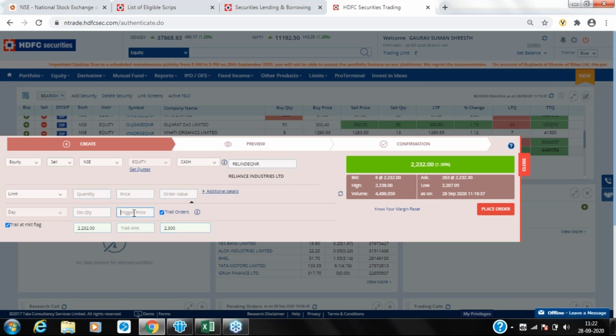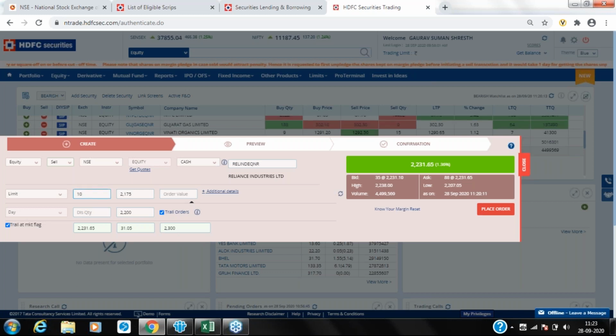Trigger price, just like we have kept a stop loss in the previous example, we can keep a stop loss order. 2200 as the trigger price, I am keeping it. The limit price, so I am keeping 2175. What this means? The stop loss order will get triggered at 2200 and it will get executed between 2200 and 2175 level. The target will be 2300.